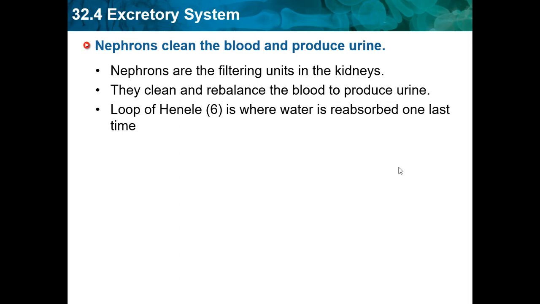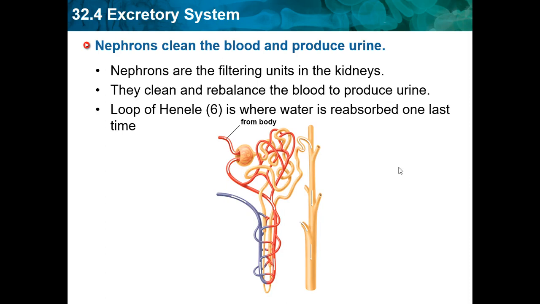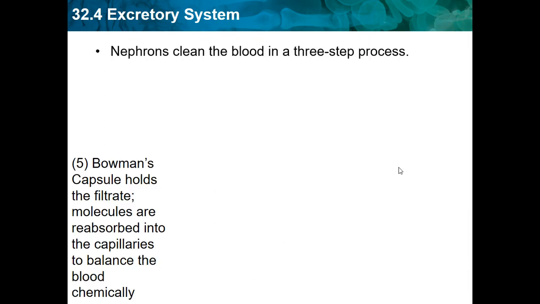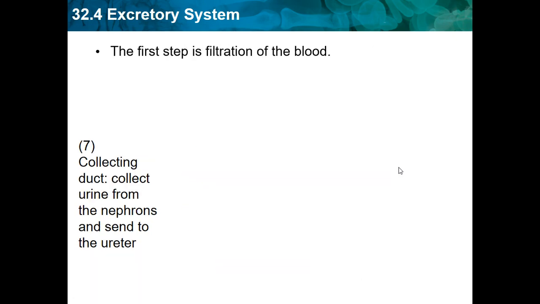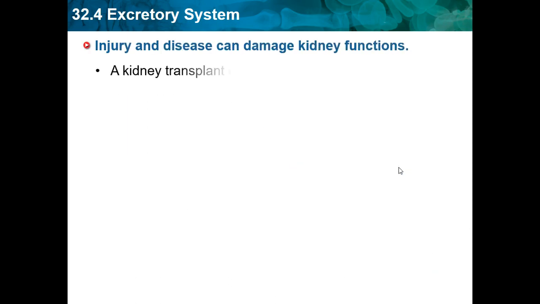Loops of Henle is where water is reabsorbed one last time. Nephrons clean the blood in a 3-step process. And all the stuff we're learning about the kidney, you don't exactly have to know. Just know the kidney filters the blood and produces urine. So let's just skip that, and let's skip the steps.